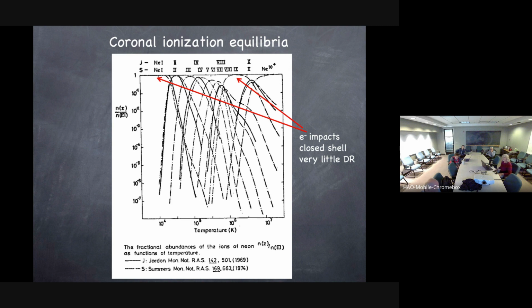The language is appalling. I mean, who wants to use autoionization and dielectronic recombination? Then we have density-dependent dielectronic recombination. Then we have, I mean, it just goes on and on and on. But the basic physics of it is pretty straightforward.